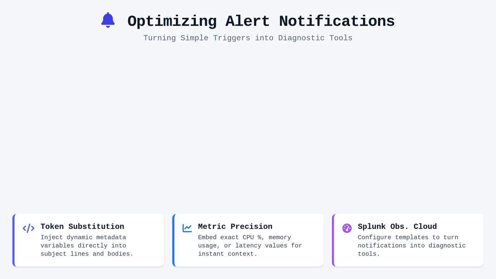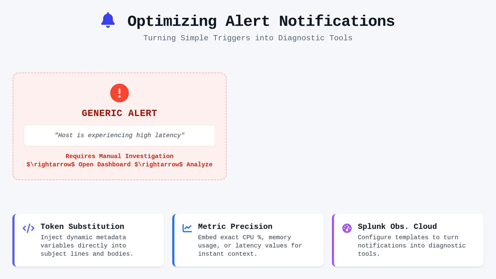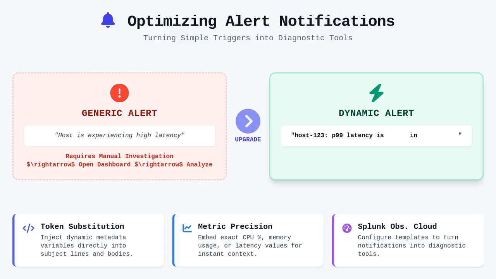This approach allows an engineer to understand the magnitude of an issue before they even open a dashboard or investigate the underlying service. For example, instead of receiving a generic notification that a host is experiencing high latency, a customized alert can deliver a message stating that host 123 is currently reporting a P99 latency of 450 milliseconds across the production environment.